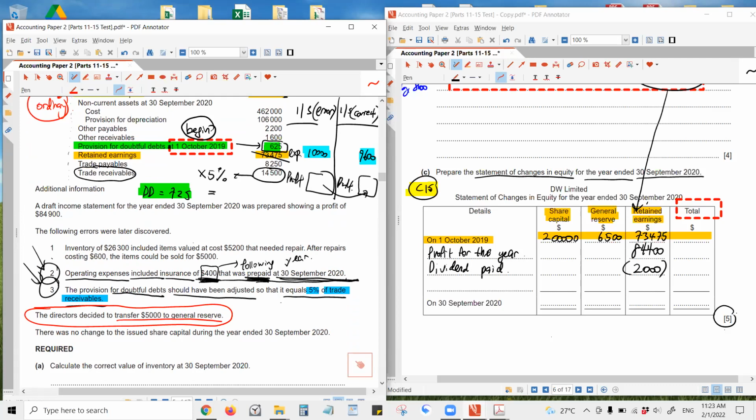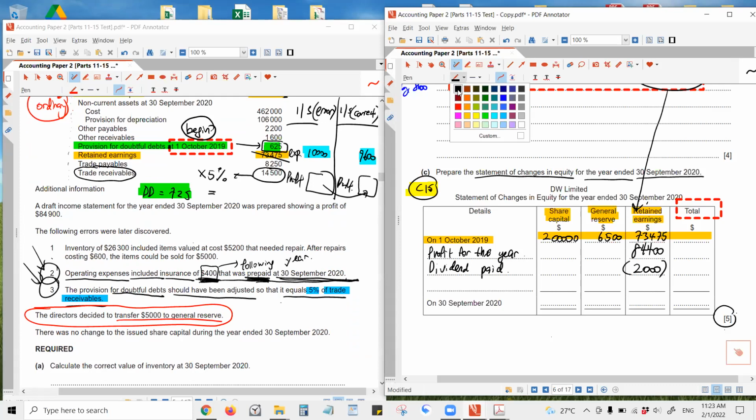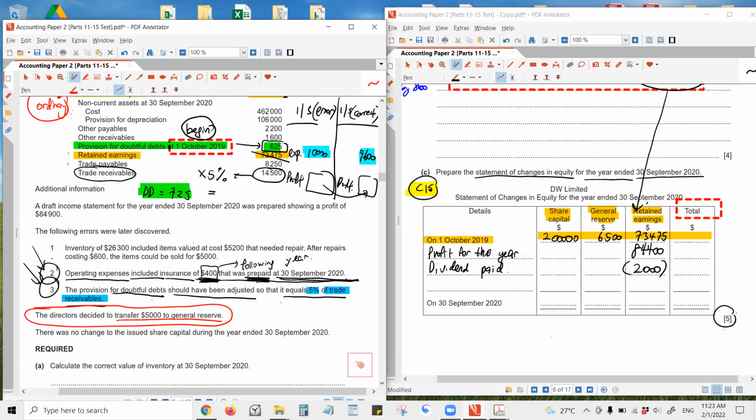It's kind of like putting aside some money. Okay, putting aside some money for certain purpose in the business. So 5,000, yeah, 5,000. Pick this up. 5,000. Here you write transfer to general reserve. Finish.